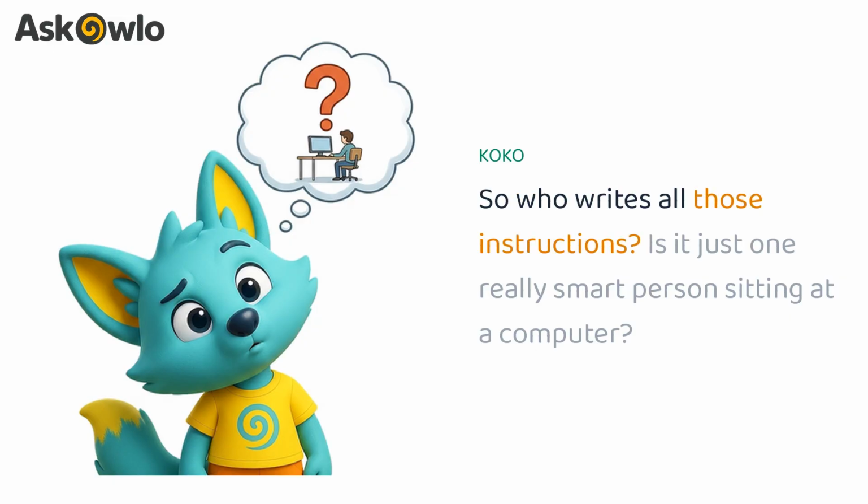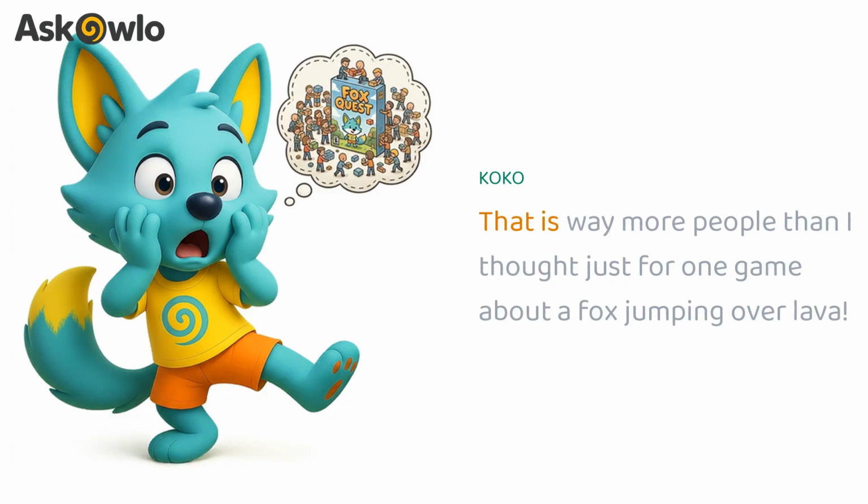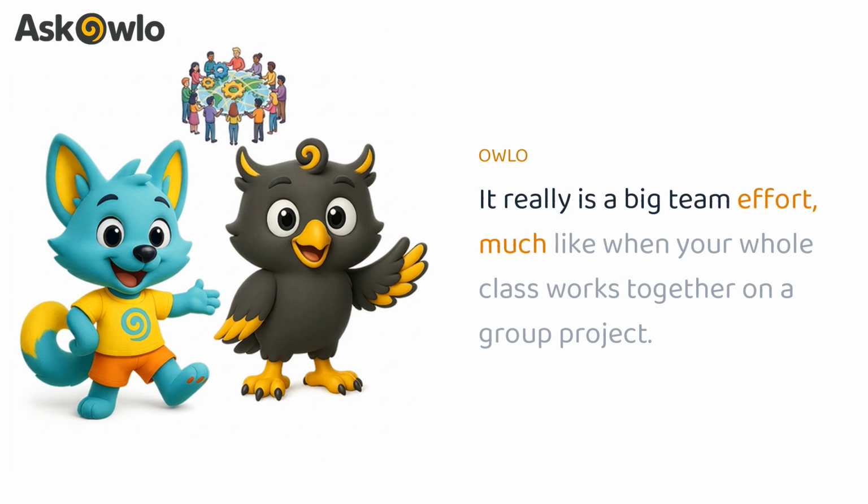So who writes all those instructions? Is it just one really smart person sitting at a computer? Actually, it takes a whole team. Programmers write the code, artists draw the characters, designers plan the levels, and testers hunt for mistakes. That is way more people than I thought, just for one game about a fox jumping over lava. It really is a big team effort, much like when your whole class works together on a group project.